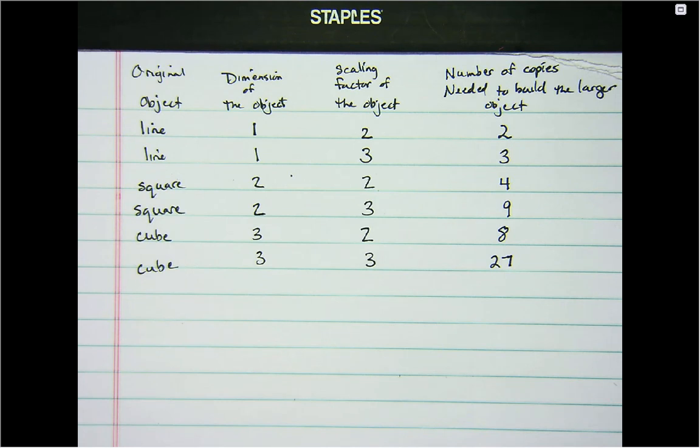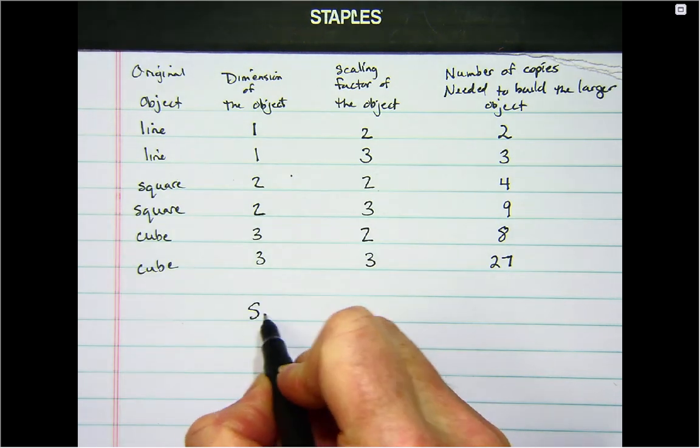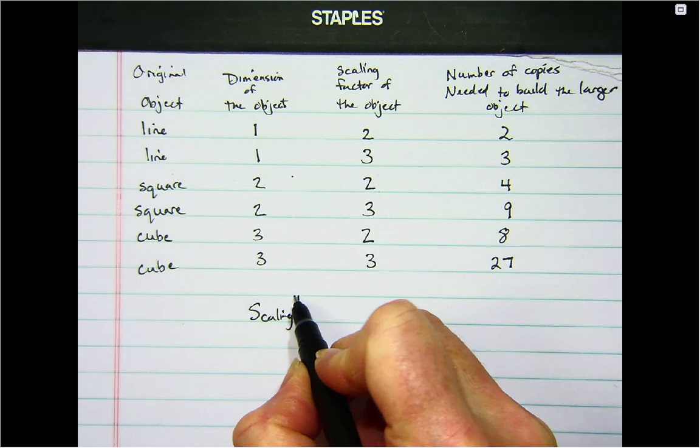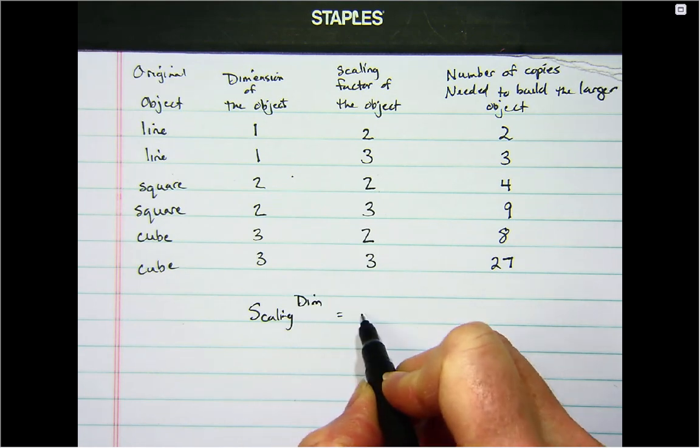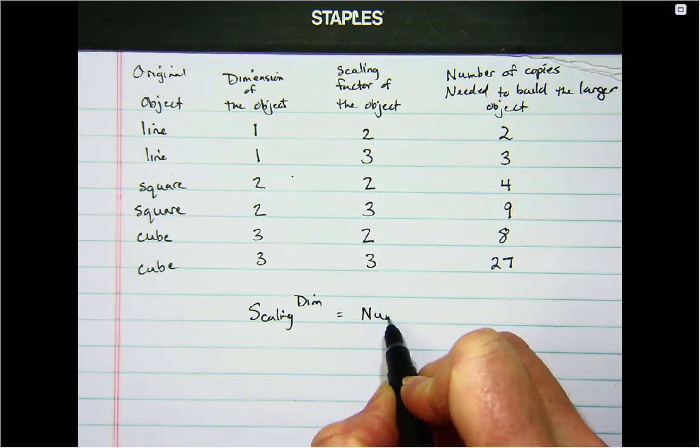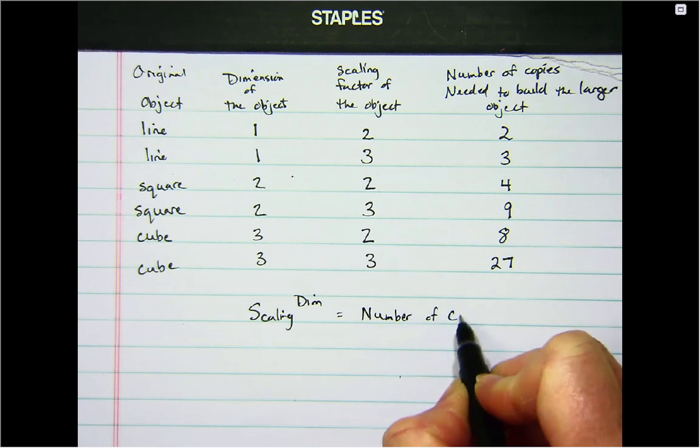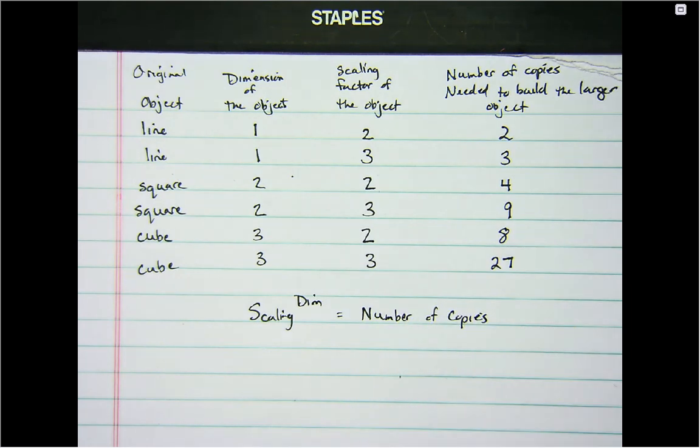I think I have it. You think you have it? What is it? Well, I found out that the scaling factor raised to the dimension of the object equals the number of copies. Good job. Yep, that is what it is. The scaling factor raised to the dimension gives you the number of copies needed to scale it that large.